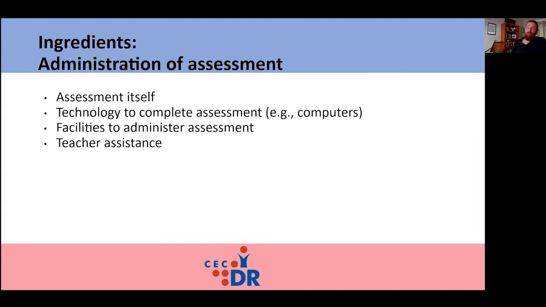The next set of ingredients are around the literal administration of the assessment. So the one ingredient is the assessment itself.